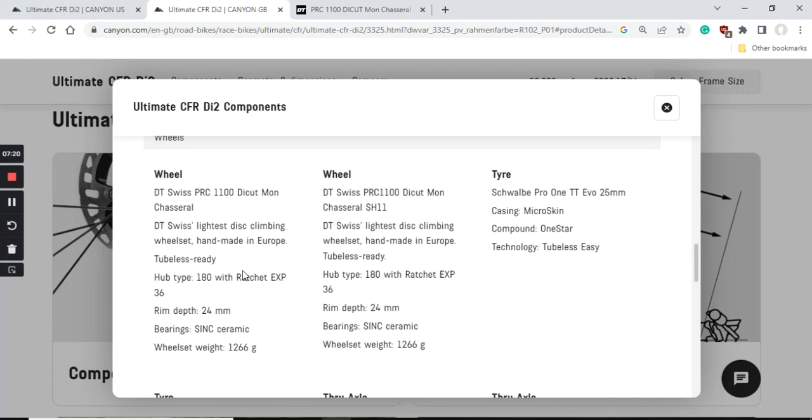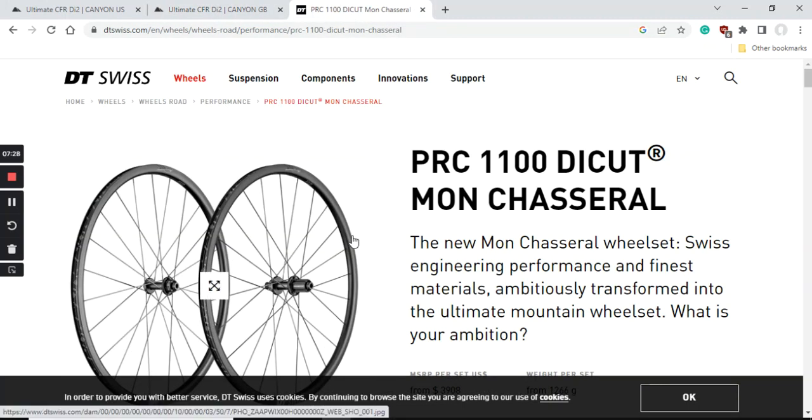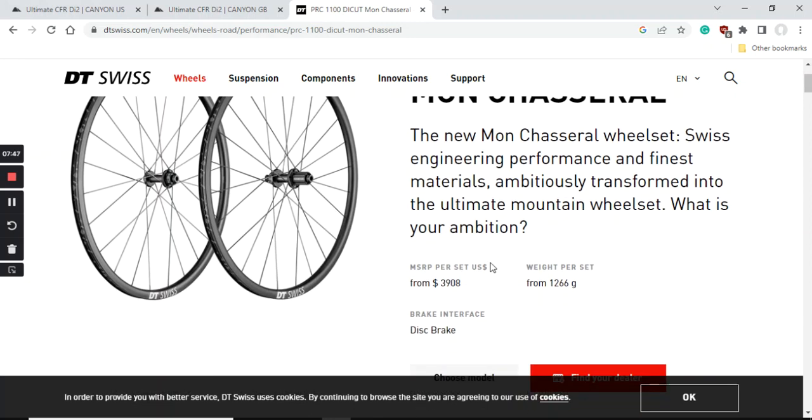Now let's talk about the wheelset on this bike, because again, it's an astonishing wheelset that you are getting here. You are getting the DT Swiss PRC 1100 Dicut Mon Chasseral wheelset. This is a carbon fiber, lightest, greatest wheelset that DT Swiss is producing if you want a proper climbing wheelset. If you are buying this wheelset on the open market, the starting price is from $3,900, absolutely eye-watering. It's like one-third of the whole bike, it is the wheelset.